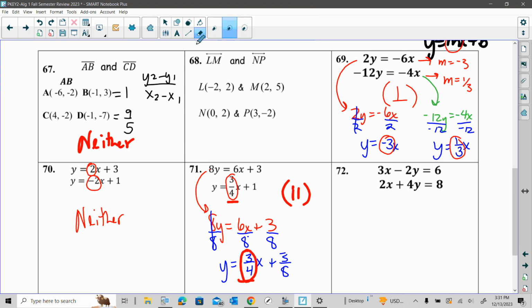So since these two are the same, they both come out to be 1. This is parallel. That's the symbol for parallel, two vertical lines. I'm just kind of using it instead of writing it out.